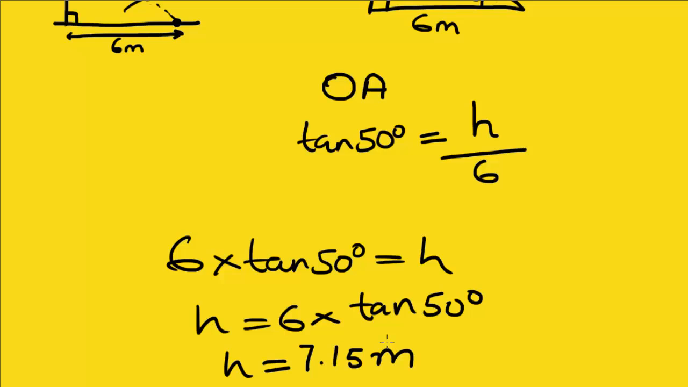Go to your calculator, making sure it is in degrees, not radians mode. 6 times tan 50 will give you 7.1505, which to 2 decimal places can be simplified to 7.15. And there's nothing to round up because the digit after is 0. So there you go, 7.15.